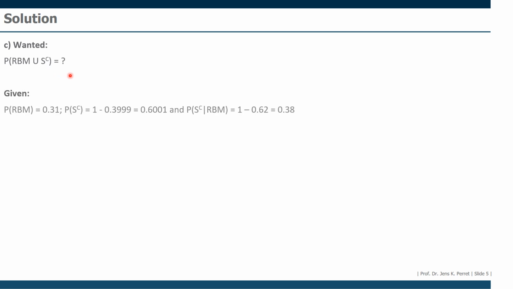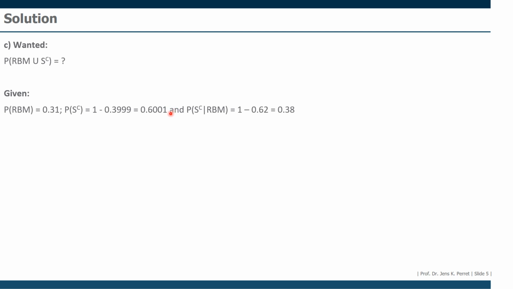Well, what do we have? From the exercise text, we already know the probability of studying RBM. From part A, we know the probability of doing the semester abroad in Spain. Here, however, it's about not doing the semester abroad in Spain. That's why I use the complement here. Well, if we are interested in the not doing this, then we can simply go with 1 minus the probability of studying in Spain. So 100% minus this one. Here is 60.01%. That's a probability of not studying in Spain.